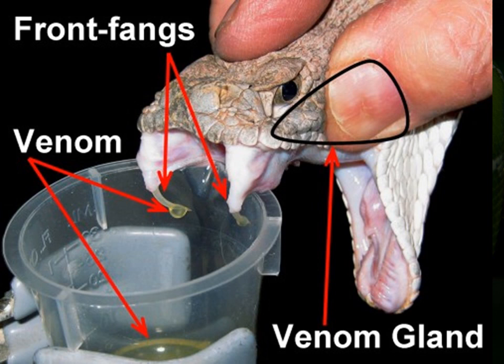And here is a real-time picture of the snake where the venom gland is being pressed by two fingers, and you can see that the venom is coming down the fangs and is being collected.